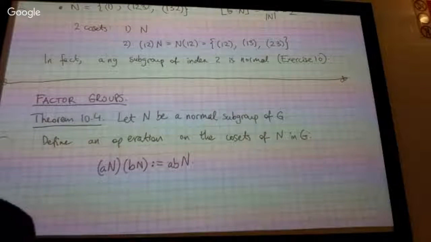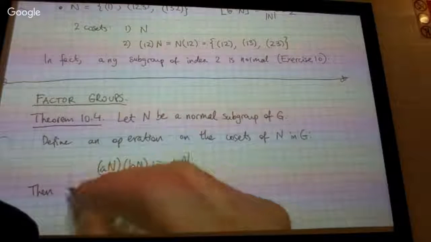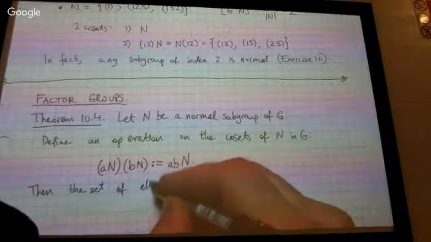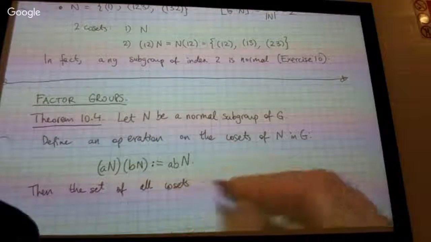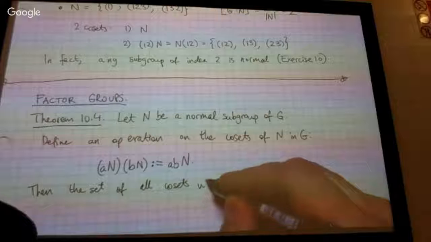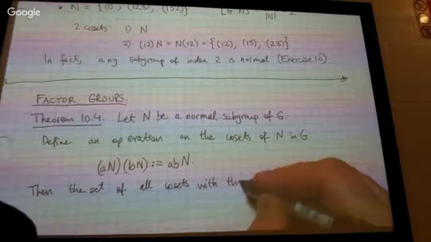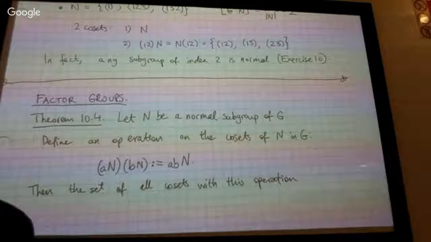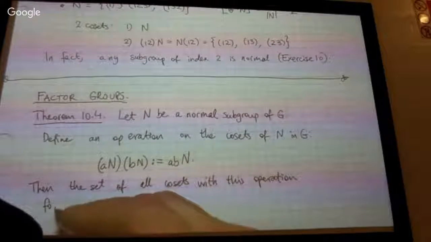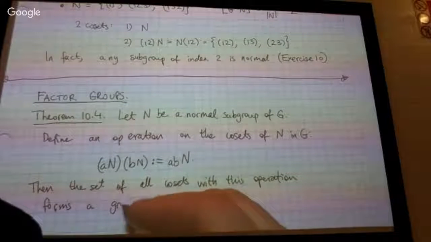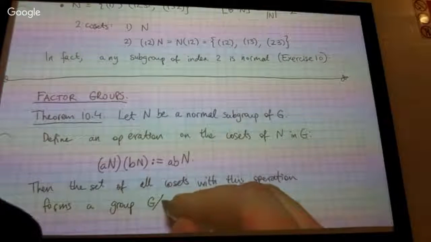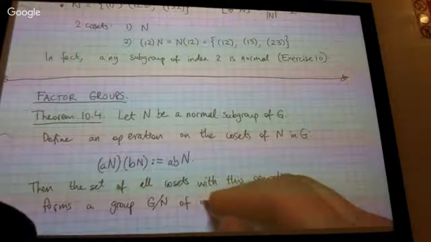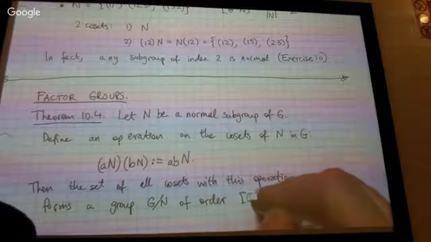Okay. So the claim of this theorem is then that the set of all cosets with this operation forms a group called G/n of order |G|/|n|.